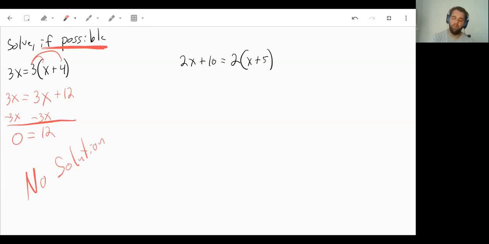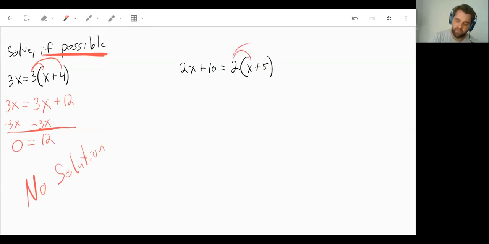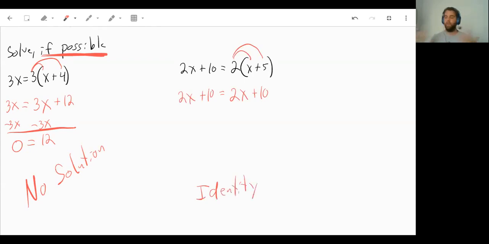But let's try this other one. 2 times x plus 2 times 5. That will give us a 2x plus 10 equals 2x plus 10. Well, you might notice right away that this is already an identity, because it is 2x plus 10 equals the same thing. So you could just go and write identity at the bottom, and that would be enough. You have shown me enough work. Or you could still try to solve this and see what happens.